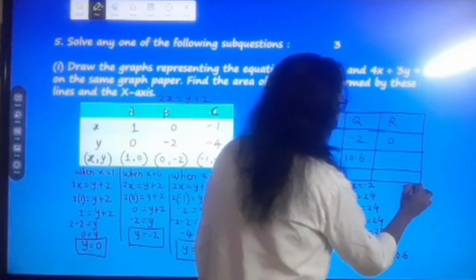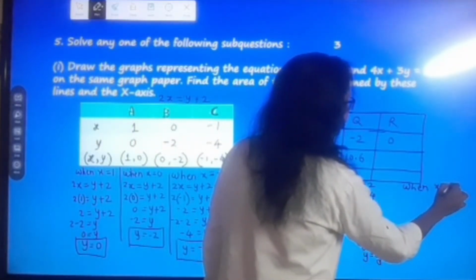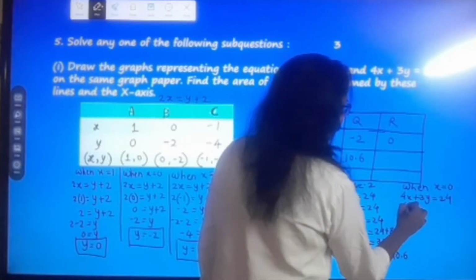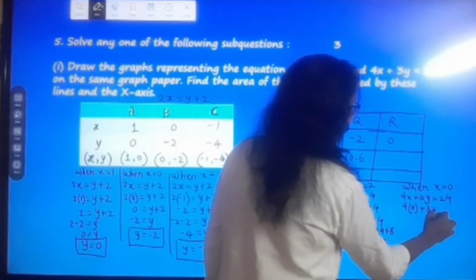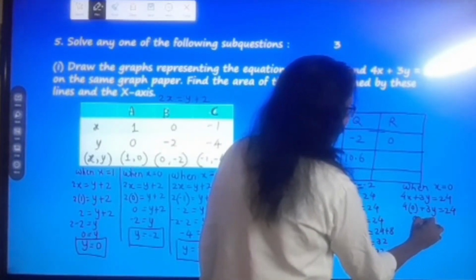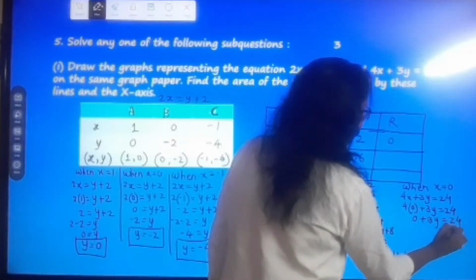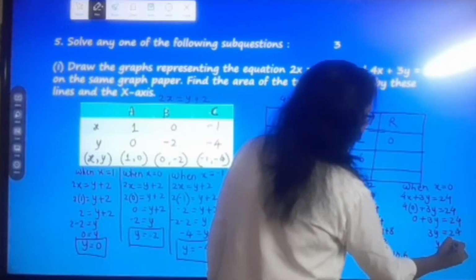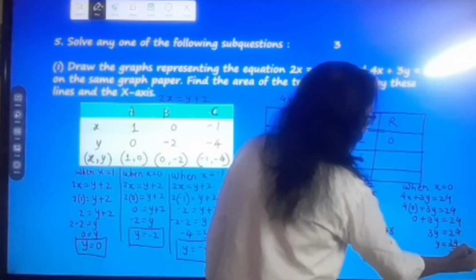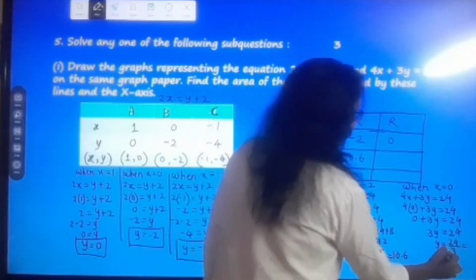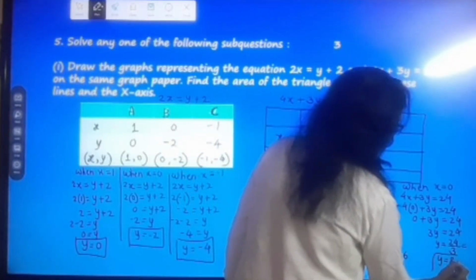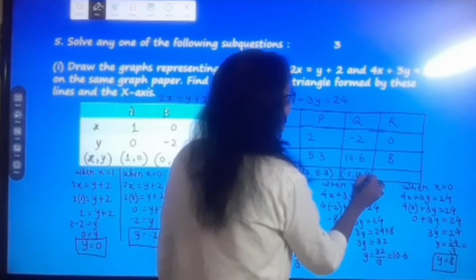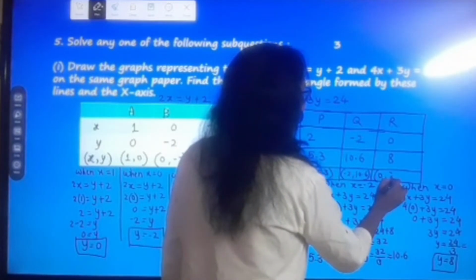Then next one, when x is equal to 0, then in the equation 4x plus 3y is equal to 24, 4 multiply 0 plus 3y is equal to 24. So 0 plus 3y is equal to 24. So 3y is equal to 24, that means y is equal to 24 upon 3, that means 8. So here I write down 8. So minus 2, 10.6 is the second coordinate, and the third one is 0, 8.